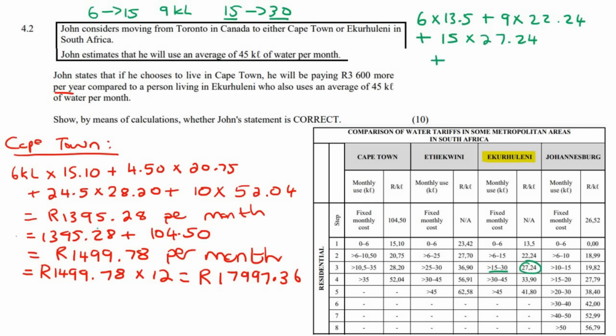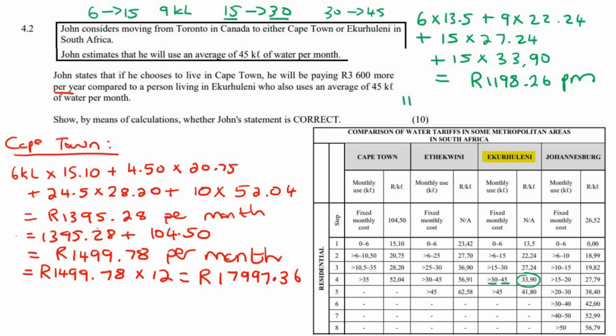Okay, and then plus. And then the next category goes from 30 to 45. So if you go from 30 to 45, how many kiloliters is that? Well, that's 15 kiloliters. And then how much do you pay there? 33 rand 90. Okay, and if you had to go work all of that out, you end up with 1198.26, but that's per month.